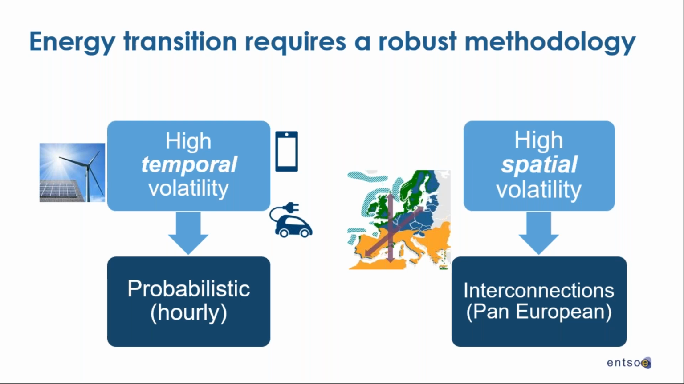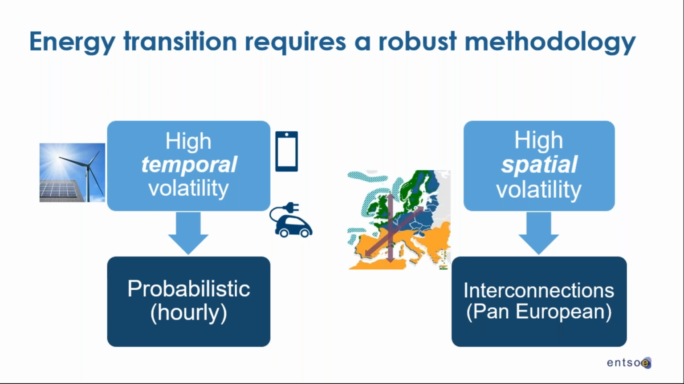We have a high temporal volatility. It means, for instance, the winds can change a lot from one hour to another one. So we cannot have any more deterministic approach, taking just sample hours, but we need a consistent probabilistic approach. And here we are going to hourly calculations with behavior of historical reanalysis of winds correlated to temperature, to photovoltaic and hydro data. This is something very important.